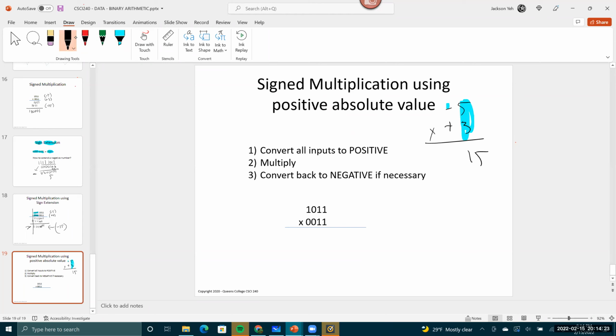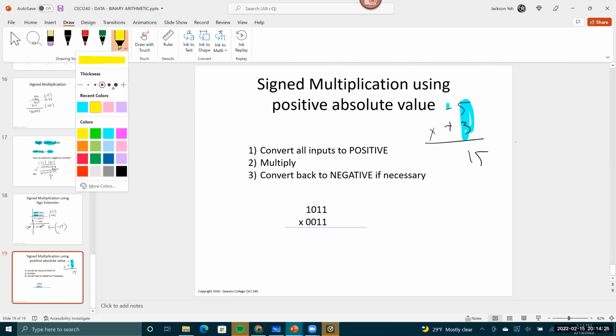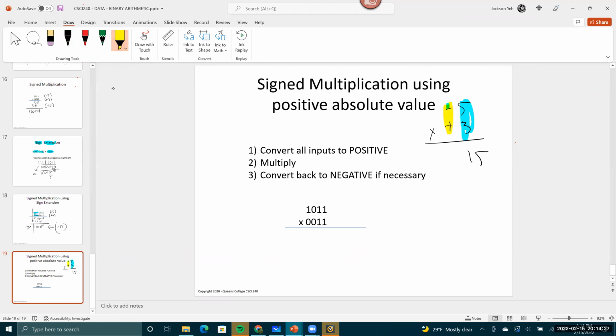And then you determine the sign. Once you do it, look at the sign. If both the signs are the same, it's positive. If the signs are different, it's negative, right? So you broke the problem in half: you multiplied the magnitudes, and then figured out the sign afterwards. So in binary, there's a similar concept here. But what you need to do first is convert everything to positive. You need to make everything positive first.